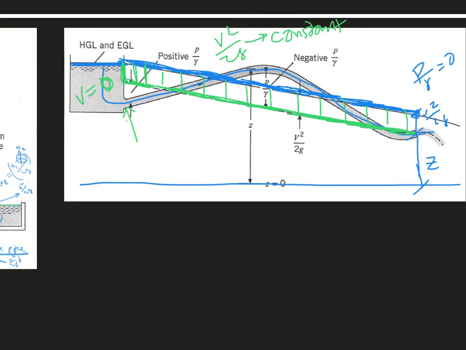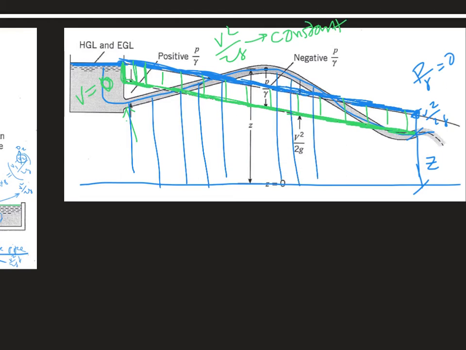I think you've probably already noticed this thing right here, this negative P on gamma. But notice, look, this is Z. Uh-oh, what's going on here? Z is going really high here. Oh, Z's back in the area where we like. So over here Z is a very happy thing. And then above that, we've got V squared on 2G. But notice, what about the pressure?